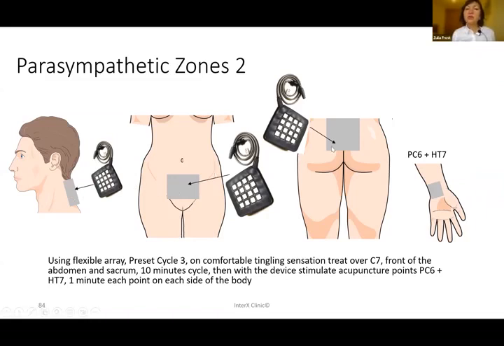So these are all very important areas. These are areas of parasympathetic innervation, and the neck is a mixed sympathetic and parasympathetic area. And lastly, you can do this area. If you don't know acupuncture, you just slide over this area, yeah?